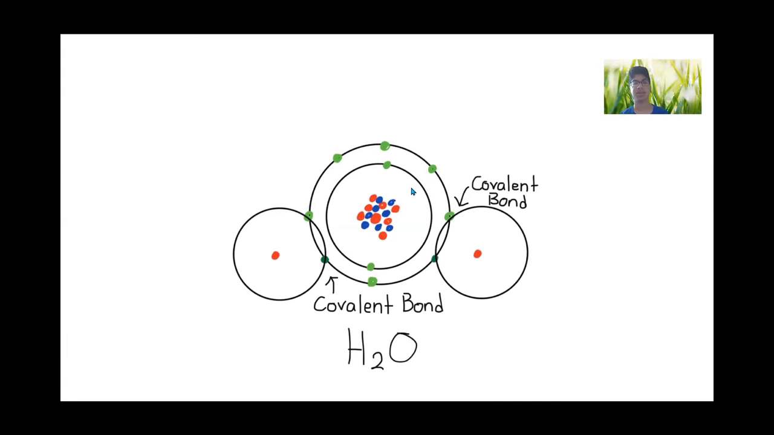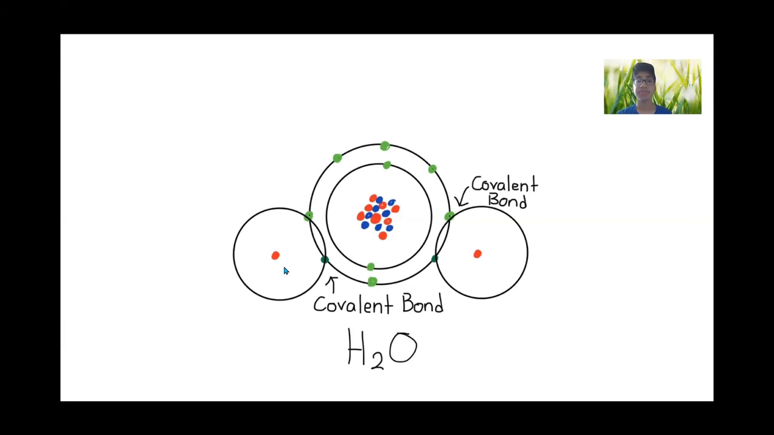So what does this do? Well, as you can see, now the hydrogen atom has 2 valence electrons because the oxygen is sharing 1 of its electrons with each of the hydrogen atoms, giving them 2. Therefore, each of the hydrogen atoms are now chemically stable. Meanwhile, the oxygen atom now has 1, 2, 3, 4, 5, 6, 7, 8 valence electrons, meaning that the oxygen atom is also chemically stable.